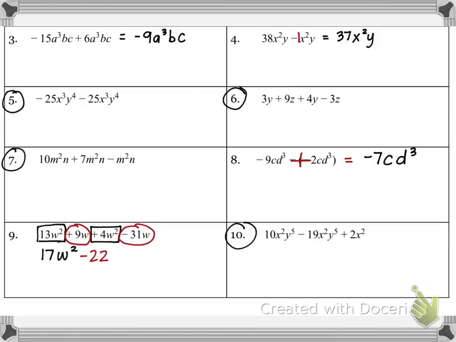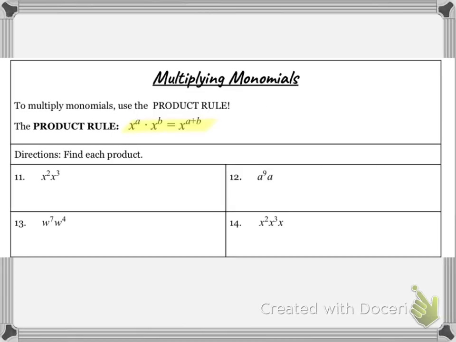And that's going to be negative 22w. We cannot combine those because, look, one's w squared and one's w. Those aren't the same, so we're just going to leave it. That's our final answer. Okay, so I want you to try 5, 6, 7, and 10.